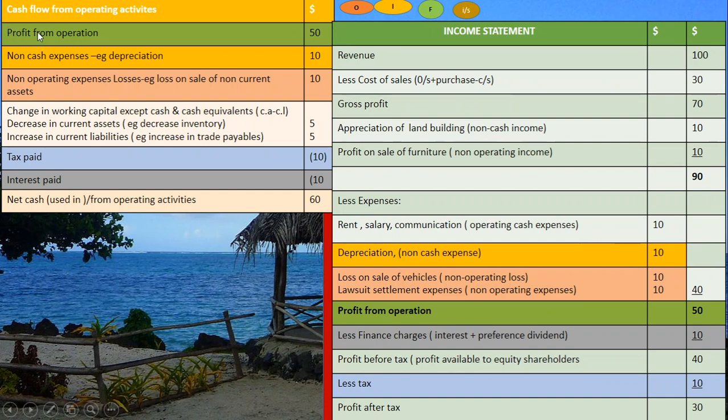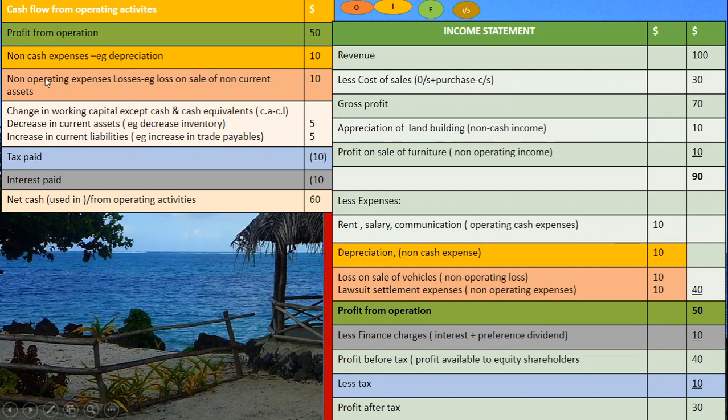The second point after that is you need to add up all your non-cash expenses. While calculating your profit from operation, we deduct all kinds of expenses, whether cash or non-cash. When we talk about depreciation, it's a non-cash expense since there is no outflow of cash. So we are going to add it back to profit from operation because our objective is to obtain cash flow from operating activities starting from the point that's your profit from operation. So that's added back here.